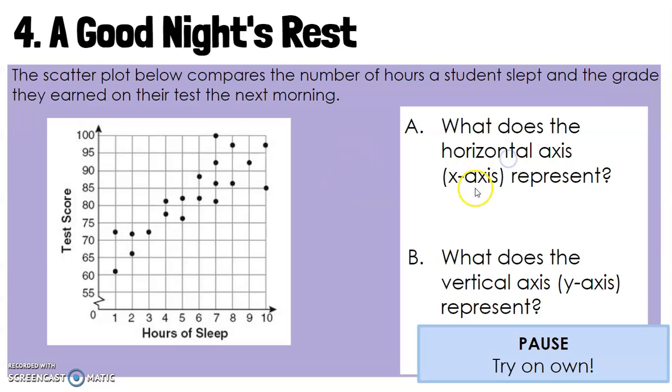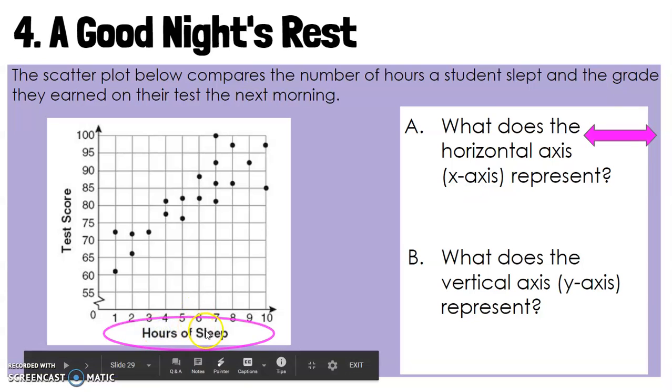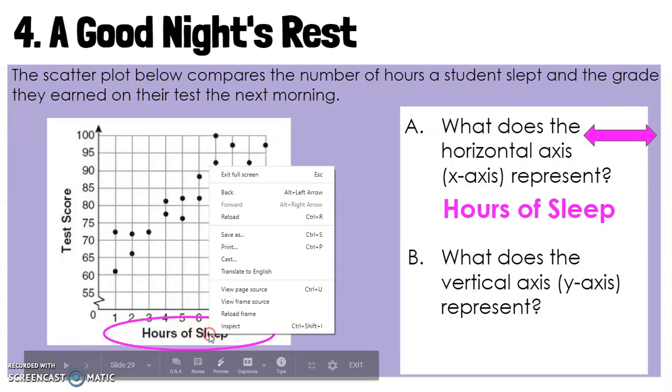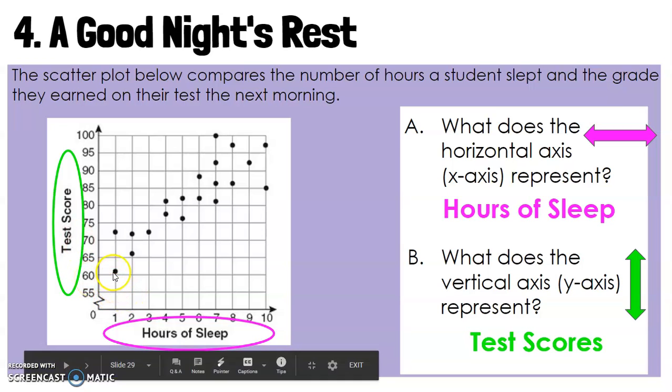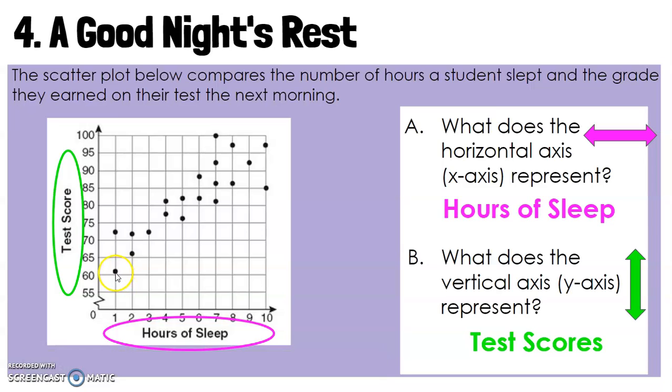So real quick, we know the x-axis, we're looking at the hours of sleep. And then on the y-axis, we're looking at the test score. So real quick, we should be good with reading a graph by now and the labels. So what each point tells us is a particular student.